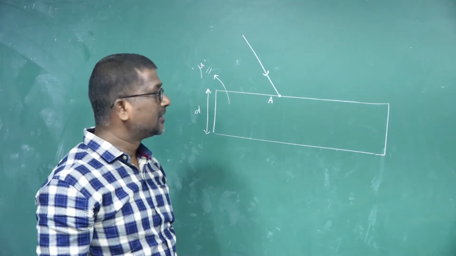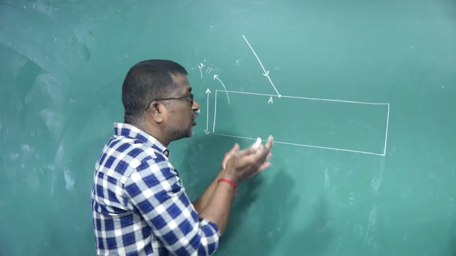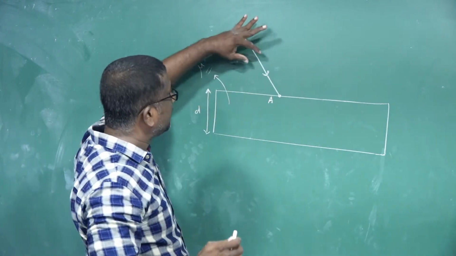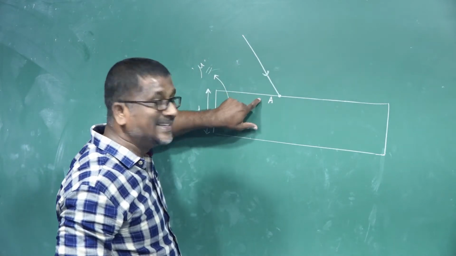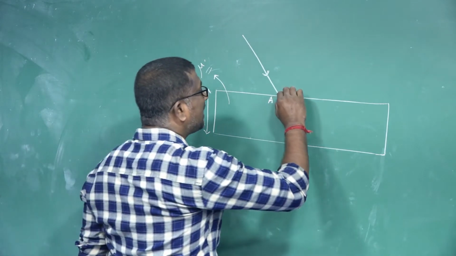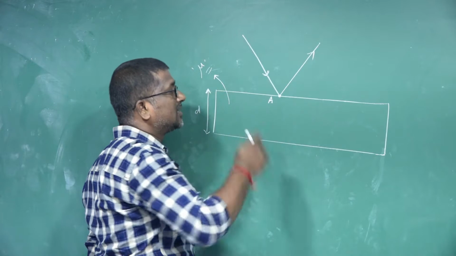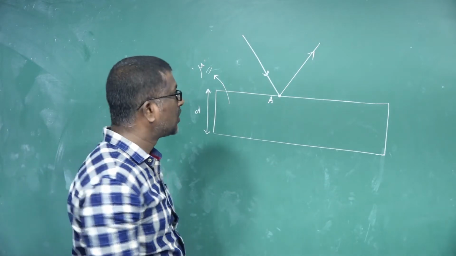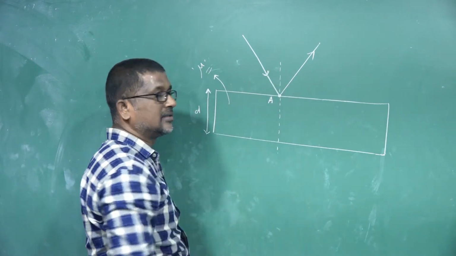Top surface of the thin film, right? And this ray is divided into two parts. When the beam of light is incident on the top surface of the thin film at point A, it is divided into two parts. One part of the light is reflected from the surface of the thin film, from the top surface like this.